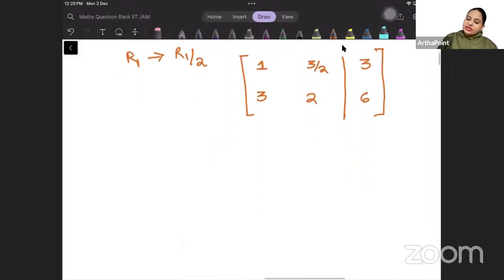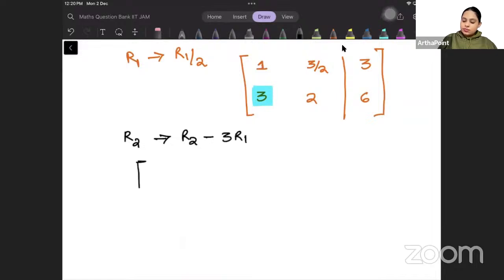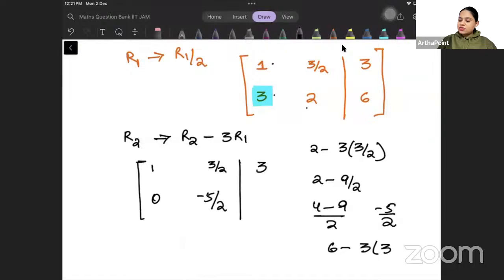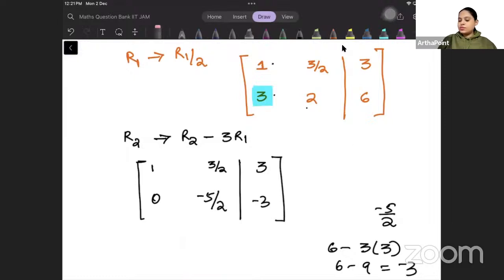Then, now I need this to be 0, right? So I can do R2 goes to R2 minus 3 times R1. So I'll get 1, 3 by 2, 3, then 3 minus 3 is 0, 2 minus 3 times 3 by 2, which is 2 minus 9 by 2, 4 minus 9 by 2, minus 5 by 2. And 6 minus 3 times 3, 6 minus 9, minus 3. And I will get this. Right?